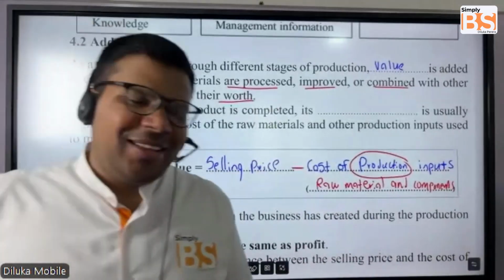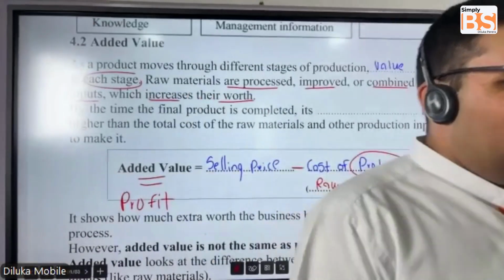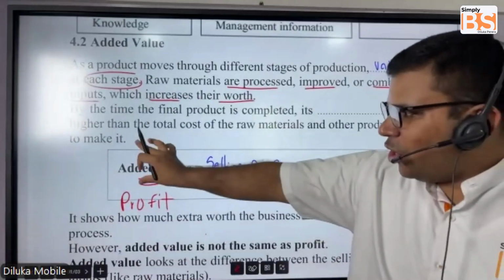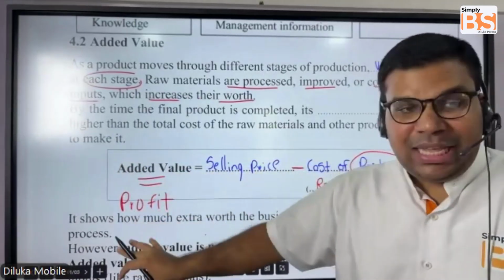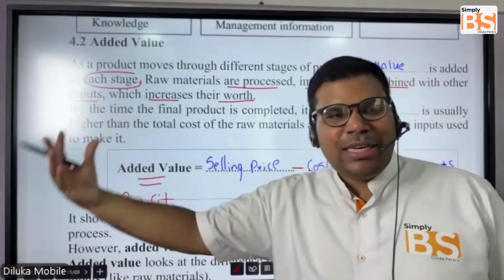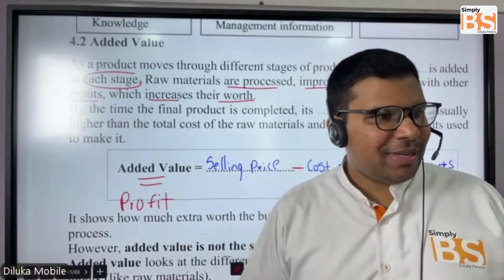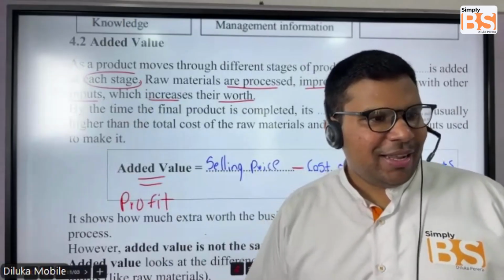What do you all say? Physical students, what do you all say? Is the concept of added value and profit the same or is it different? What do you all say? You don't have any idea, right?